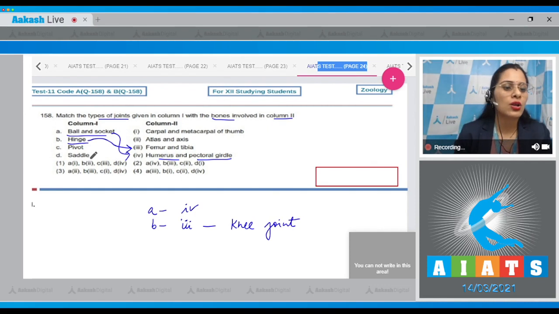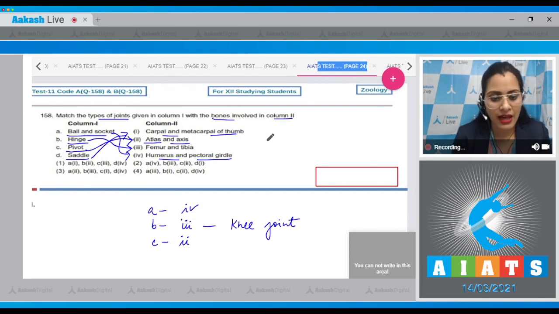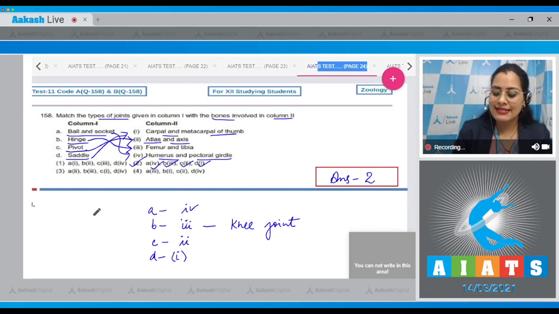The third option in column 1 is C, which is pivot, and pivot joint is present between the first cervical vertebrae, atlas and axis. So C in column 1 matches with the second option in column 2, and the last option in column 1 is saddle joint, which is present between carpal and metacarpal of human thumb. So D in column 1 matches with the first option in column 2. So the correct answer to this question is option number 2, where A matches with 4, B with 3, C with 2 and D with 1. So the correct answer is option number 2. Let's discuss the next question.